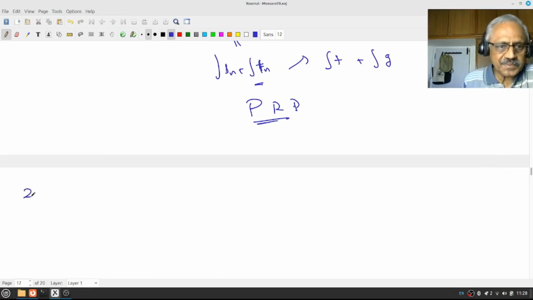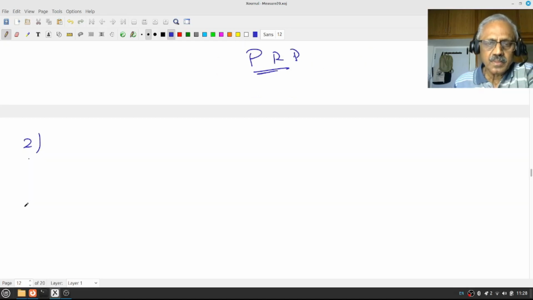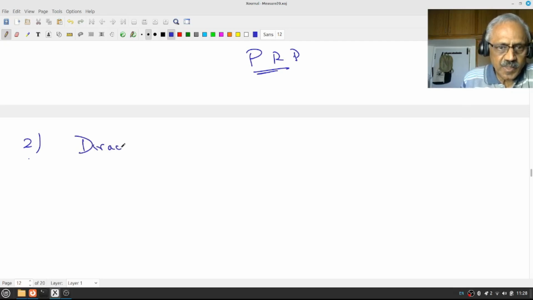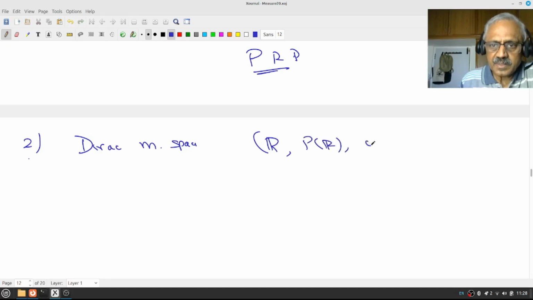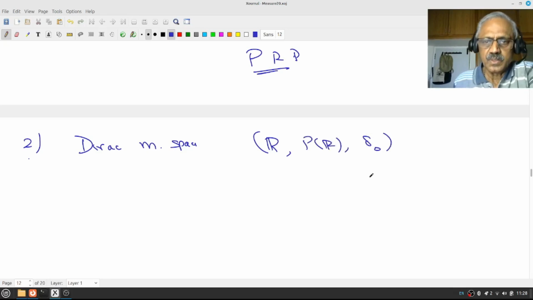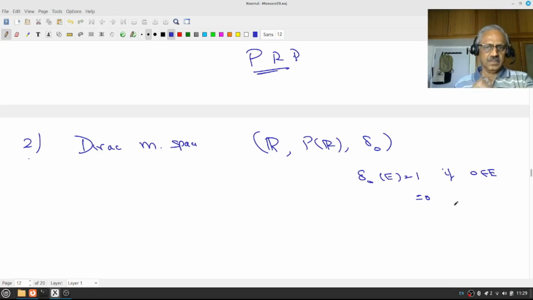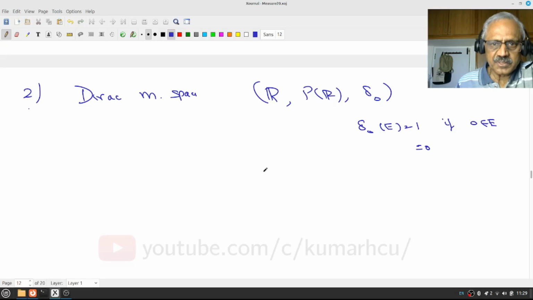Now, second application. This is what I could have done earlier when we talked about measurable functions, simple functions, etc. I didn't do that. Let us look at a Dirac measure space. We will specify only R, P of R, and the Dirac measure situated at 0. What does it mean? D0 of E is 1 if 0 belongs to E, otherwise 0. That is the measure. We already proved it is a measure space.